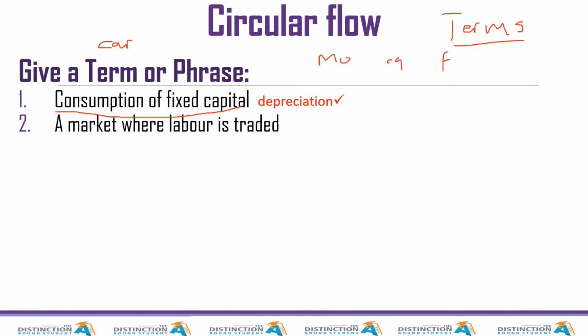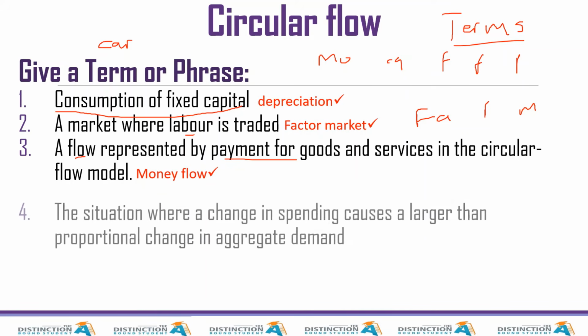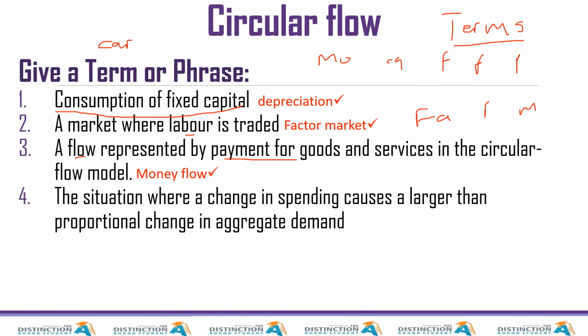Next question. A market where labor is traded. Is it the money market? Is it the capital market? Is it the foreign exchange market? Is it the factor market? Is it the product market? Come on, the answer is simple. It is the factor market, because on the factor market we trade factors of production, and labor happens to be one of those. Next question. A flow represented by payment for goods and services. We have two options, real and money. And here we are saying payment, so it's obvious. The answer is money flow.